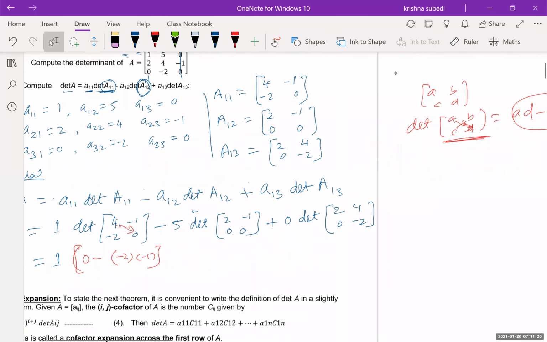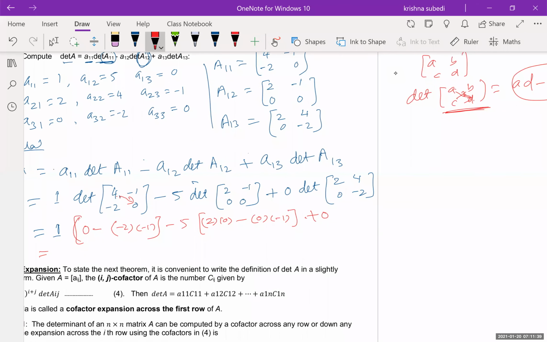AD minus BC. And so the determinant of this is 0. 4 times 0 is 0, minus 5 times the determinant of that, which will be 2 times 0 minus 0 times -1, and plus 0. Okay, everything is 0, so I don't have to do that. Now, what is the answer? Here, as you can see, this will be 1, and this will be -2, and this guy will be 0, minus 0, plus 0. So that's going to give me -2 as your answer. That's how we calculate the determinant.